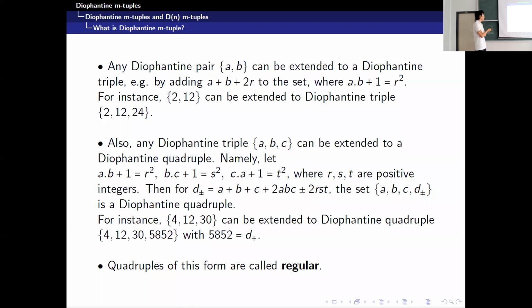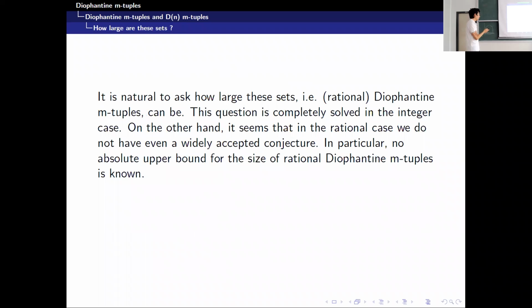If I get a Diophantine quadruple in this way, I can say these are regular Diophantine quadruples. Most mathematicians believe all Diophantine quadruples are regular, but this is not proven yet, just an open conjecture actually. Okay, we talked about pairs, triples, and quadruples, and now we can ask how large these sets can be. Is there any Diophantine quintuple, sextuple, or are these sets infinitely large? We know the answer for the integer case, but we don't know the answer for the rational case.